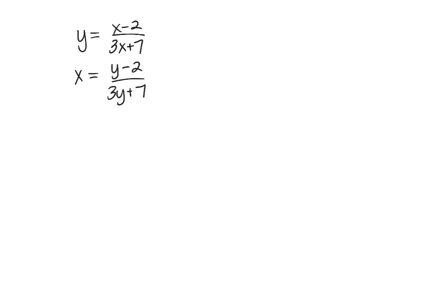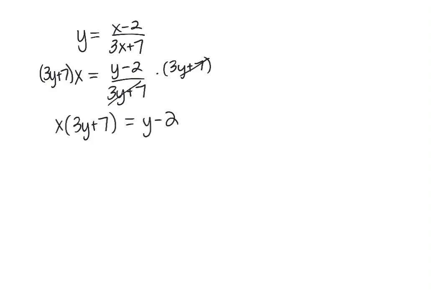You will do every single one of these the exact same way here. And it's a lot of work, but first we want to get rid of that denominator. So essentially I'm multiplying both sides by 3y plus 7. When I do that, the denominator cancels on the right, and then I need to multiply x by 3y plus 7. So I just rewrote it because it makes it a little bit easier to see the distributing. That's going to be 3xy plus 7x equals y minus 2.